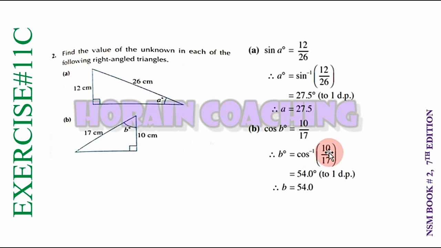So we will divide 10 upon 17 and take the cos inverse. So we have the value of B is equal to 54 degrees. Therefore B is equal to 54. So this is the answer. And the remaining parts, we will solve all in the same way.